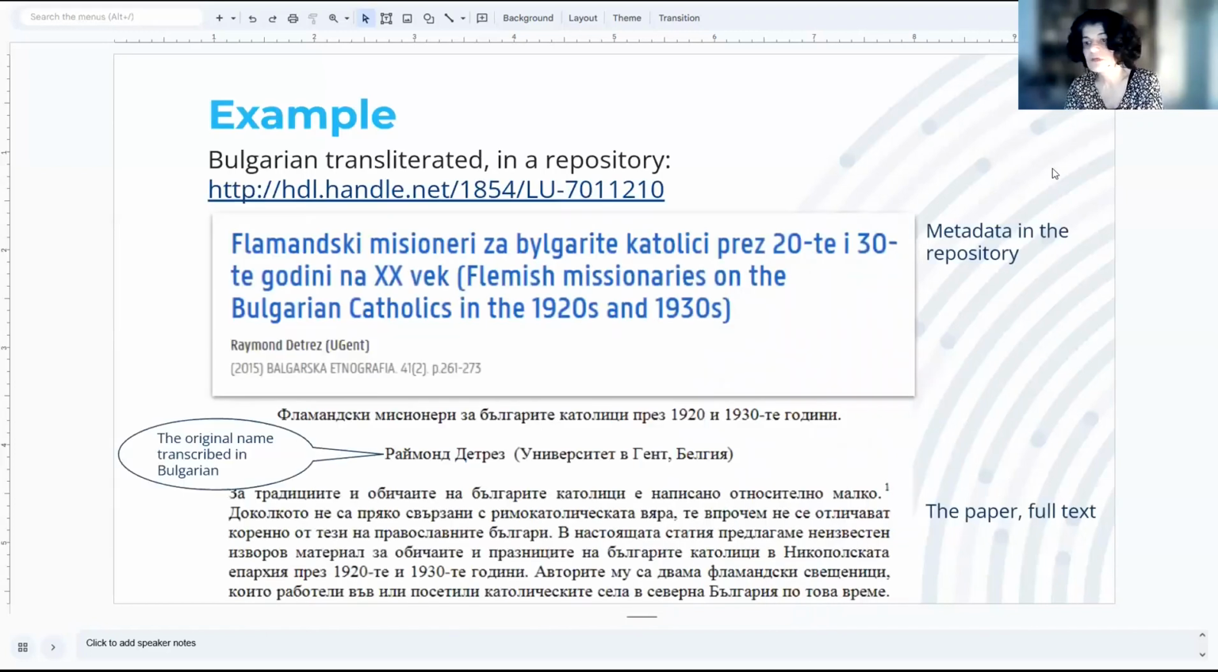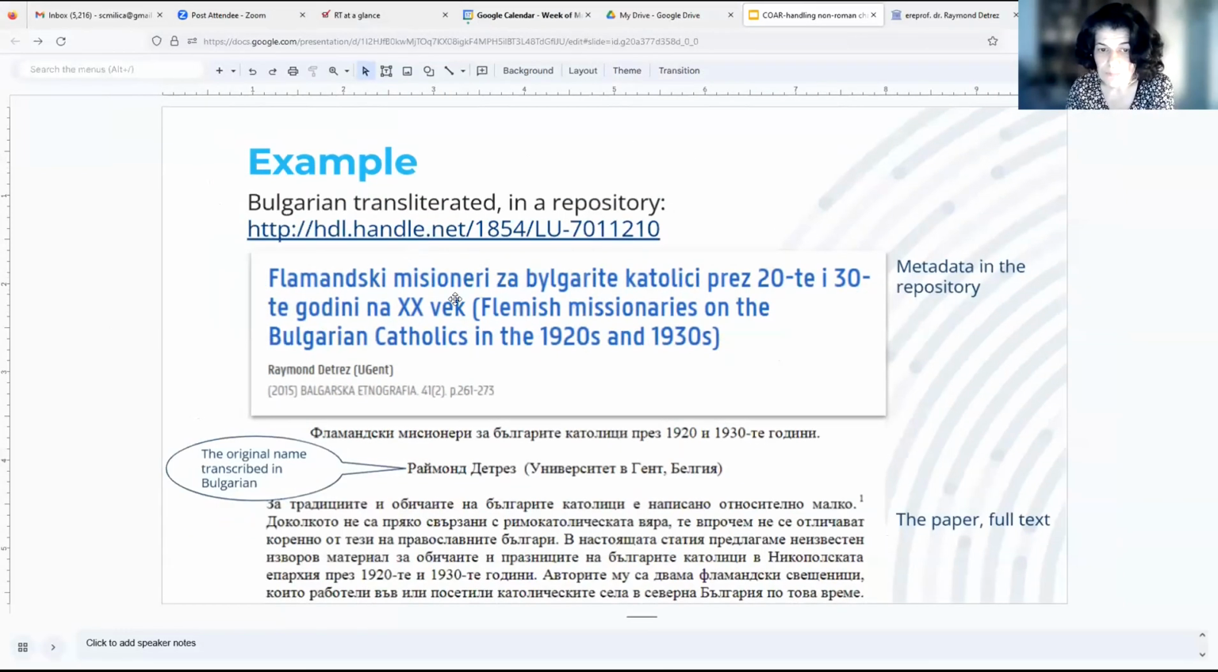So let's proceed. So here is quite a picturesque example. I took Bulgarian as an example because this is a language that is quite similar to my mother tongue and I can understand it, but the same applies to Chinese, to Arabic, to various other languages. We have this same issue related to transliteration and transcription. Here is an example from a Flemish repository, and there are several documents by the same author in this repository, written in Bulgarian, because the author is Flemish, but he's an expert in the Bulgarian language.